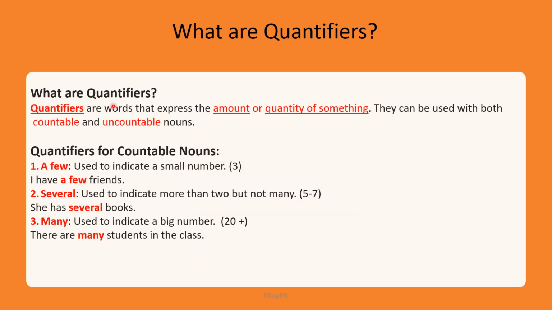What are quantifiers? Quantifiers are words that express the amount or quantity of something. They can be used with both countable and uncountable nouns.